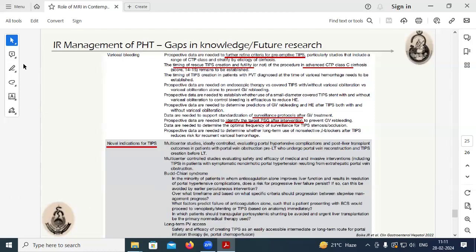So I think this is food for thought, which I will give to myself, to the audience, and to all the junior interventional radiologists who intend to do some research in the field of portal hypertension. So I think with this, I come to the end of my talk.